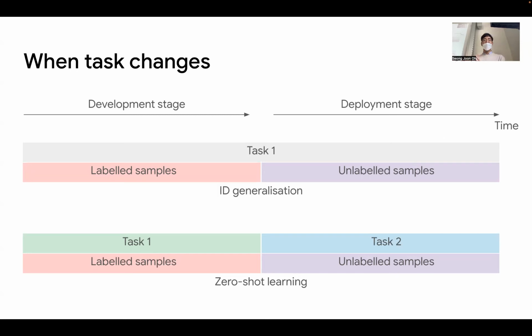So far we have seen cases where the task is still the same across development and deployment. But now people also talk about cases where the task is actually changing. So we have ID generalization, where of course you have the same task all the time. But now there's zero-shot learning, which assumes that you have task 1 for development, and then a different task for deployment. And there's no label given for this task, okay?